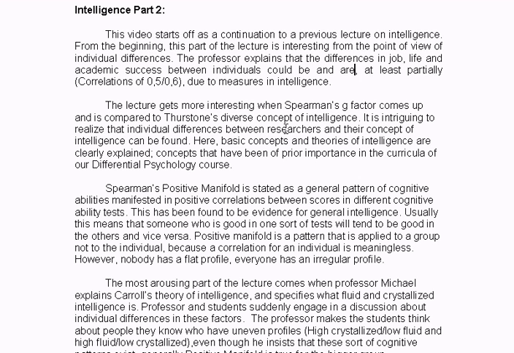The lecture gets more interesting when Spearman's G factor comes up and is compared to Thurstone's diverse concept of intelligence. It is intriguing to realize that individual differences between researchers and their concepts of intelligence can be found.